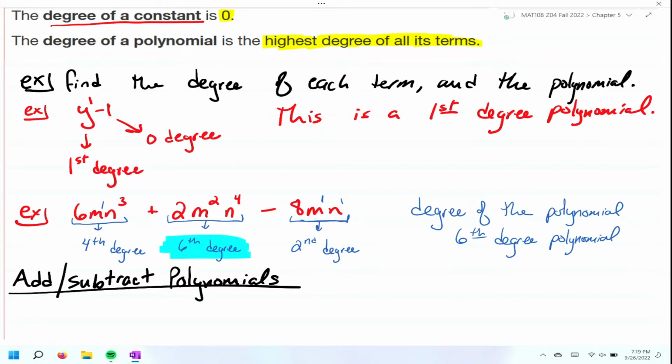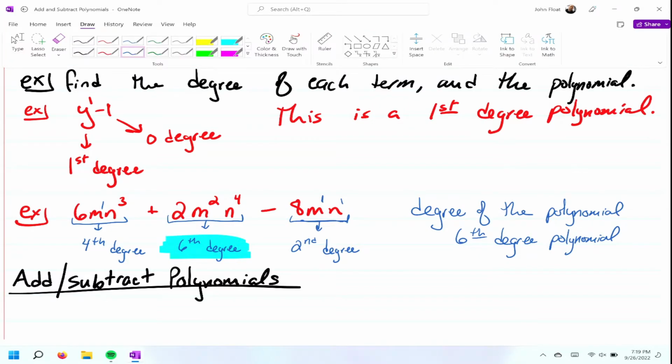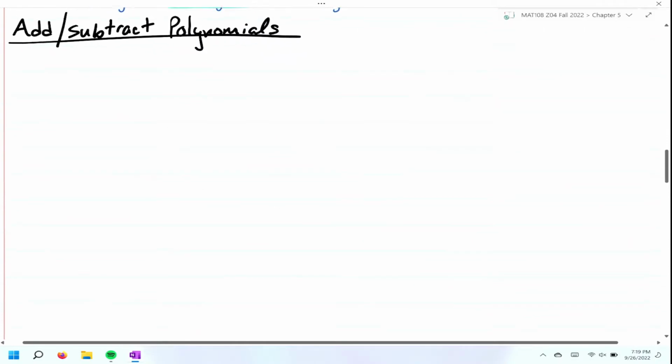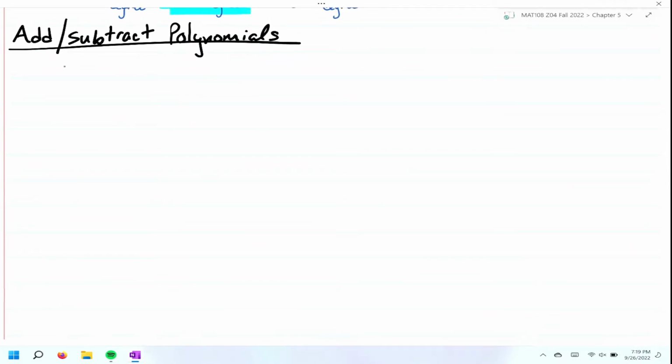Okay. Now the question becomes, all right, now that we understand degrees and everything, how do we actually add or subtract polynomials? And the most beautiful part about this, you already know how to do that. So to add or subtract polynomials, it's just one thing. All you got to remember is how to combine like terms.